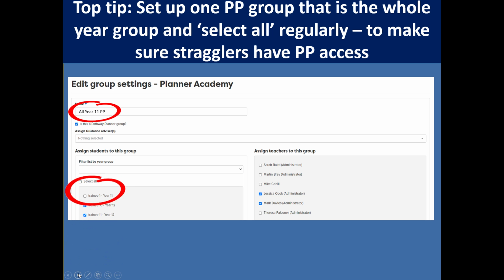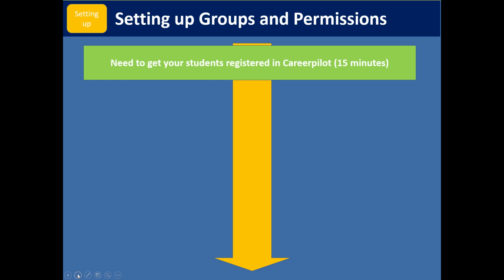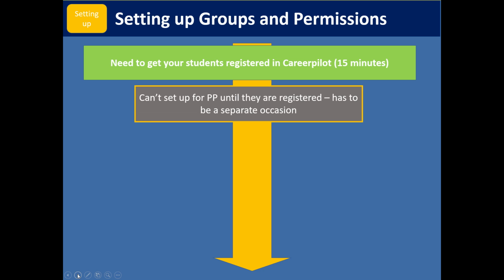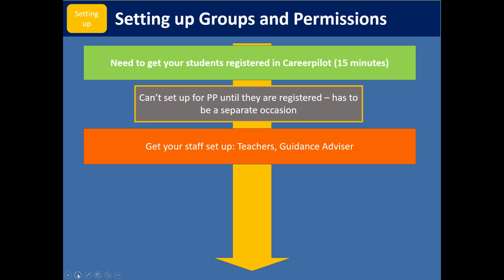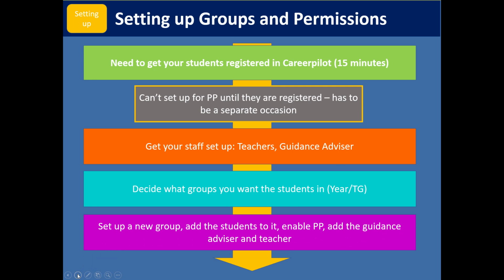And if you do that every few days, that'll mean that all year 11 have got access to the pathway planner. Then you can sort them out into tutor groups whenever you've got time. But if they're not in a pathway planner group, they won't be able to see it. So it's quite key to have them all in a pathway planner group before you plan to use it. Okay, just a reminder then, registration's key. You need to get them in before you can set them up. Then set up your staff, decide your group structure, and then put it all together.